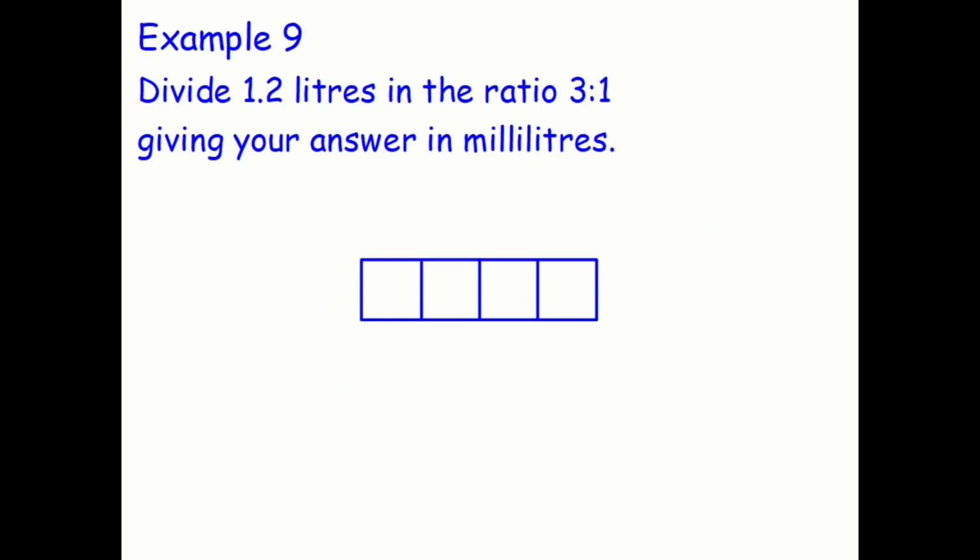Example 9, divide 1.2 litres in the ratio 3 to 1, giving your answer in millilitres. So add those ratios together, you get 4, hence I've got 4 boxes. 1.2 has got to be divided by 4 there, and hopefully you can spot that there's a 12 there. So therefore each box is 12 divided by 4 is 3, so each box is 0.3.